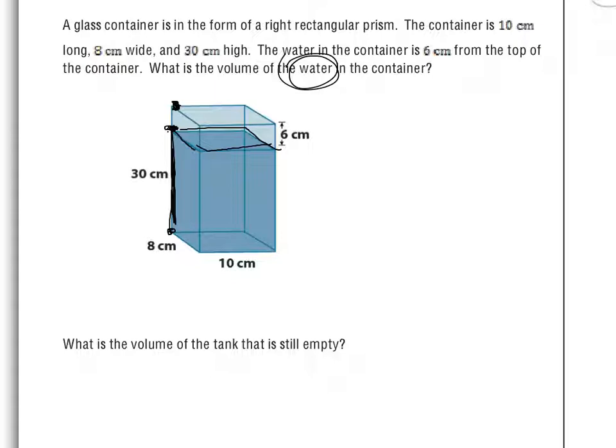Go ahead and talk amongst your team. Make sure that you know what is the height of the water. If we're thinking about the rectangular prism that represents just the water, what is the height of the water?